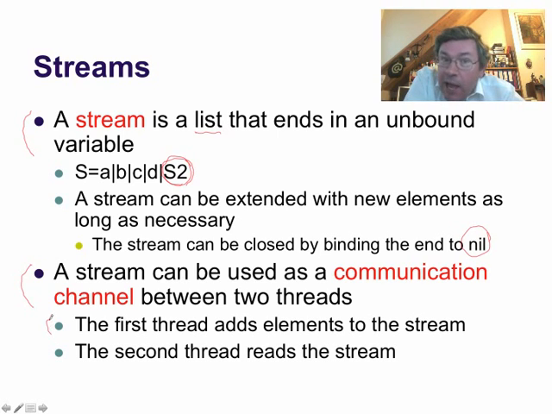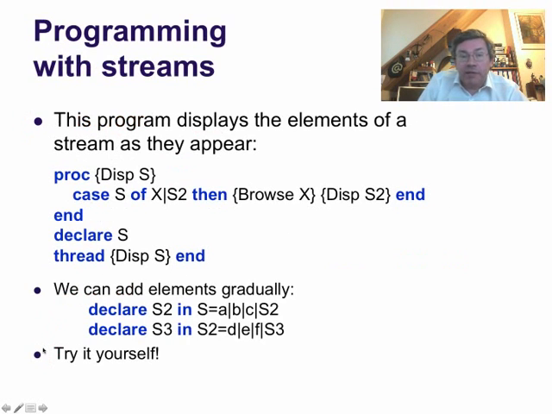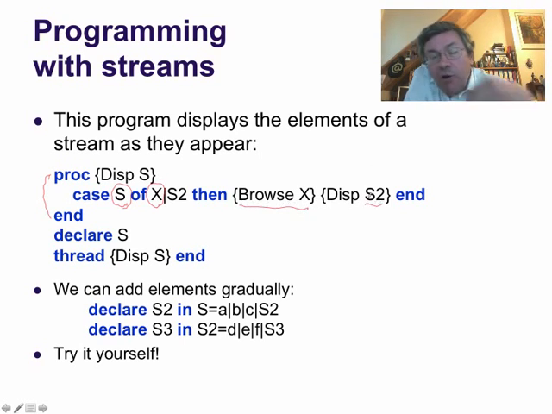So the first thread will add elements to the stream, and the second thread will read the stream. But these are just list functions. The first thread is building the list, and the second thread is reading the list. So here's a simple example of a program that just displays the elements of a stream as they appear. Here's a procedure disp S. It's just a list procedure. It takes a list S and uses a case to access the first element. It then displays this first element and calls itself recursively on the rest, S2.